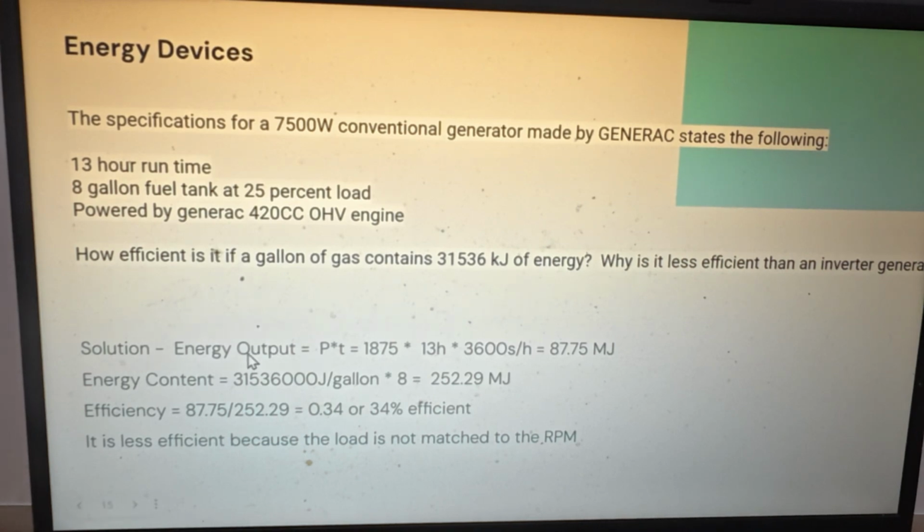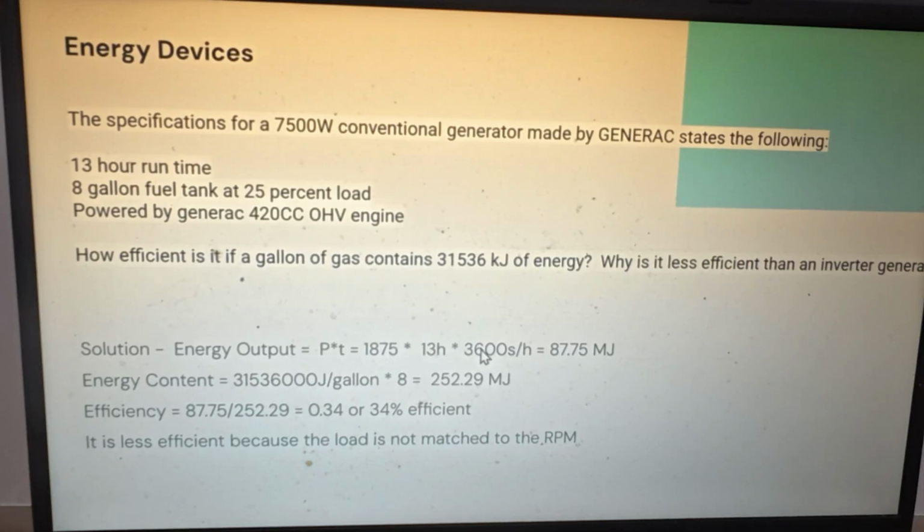The energy is equal to power times time. This is 25% load, so we multiply 25% times 7,500, and that's how we get 1875. And then we multiply it by 13 hours, and then by 3,600 seconds per hour. We have to convert everything to joules and seconds. So we have 87.75 megajoules of energy output.